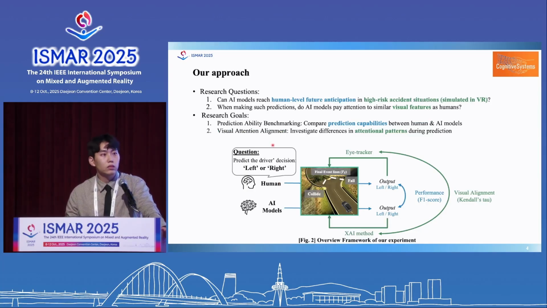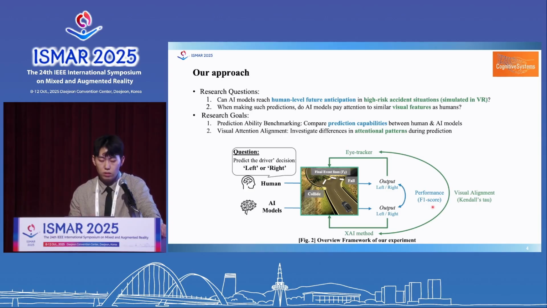So this brings us to two research questions. First, can AI models reach human-level future anticipation? And second, when making these predictions, do AI models pay attention to similar visual features as humans? In the figure below, you can see our overall experiment. Focus on the blue line first. Humans and AI watch the same videos and make predictions. We compare these predictions using the F1 score. This process benchmarks the prediction ability of both human and AI.